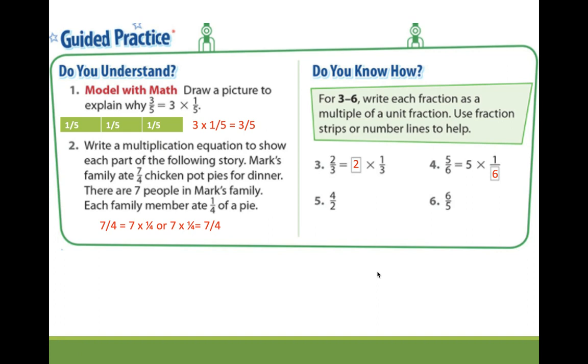So now let's think about 4 halves. If I have 4 halves, half is my denominator. My 2 is my denominator. So I'm going to go ahead and guess that 4 times 1/2 gets me 4 halves. Okay, 6/5 would be 6 times 1/5.